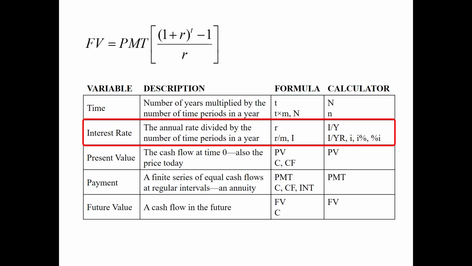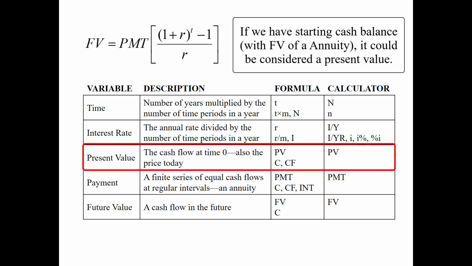Our interest rate is going to be some periodic rate, and it's going to be an annual rate divided by the number of time periods in a year. So for example, if we had 12% as an annual rate and we were looking at quarterly compounding, we would divide 12% by 4 to get 3% per quarter.